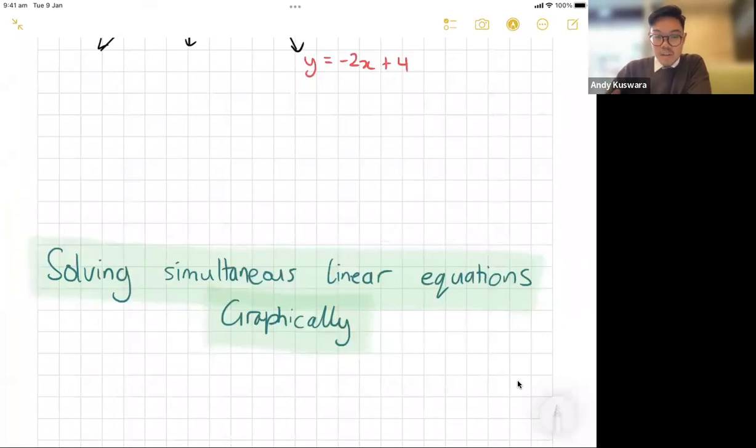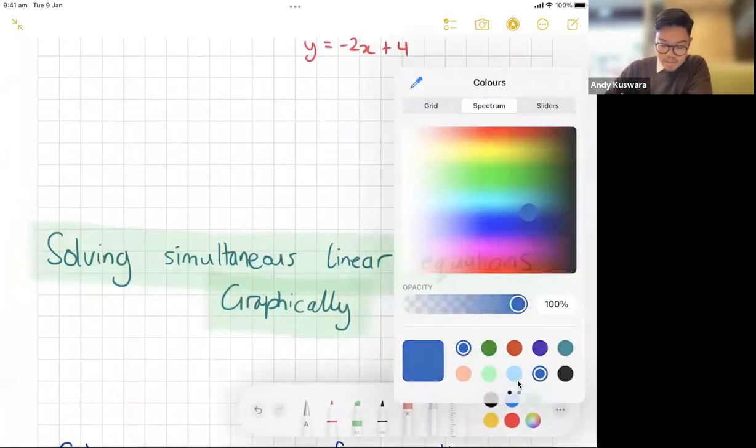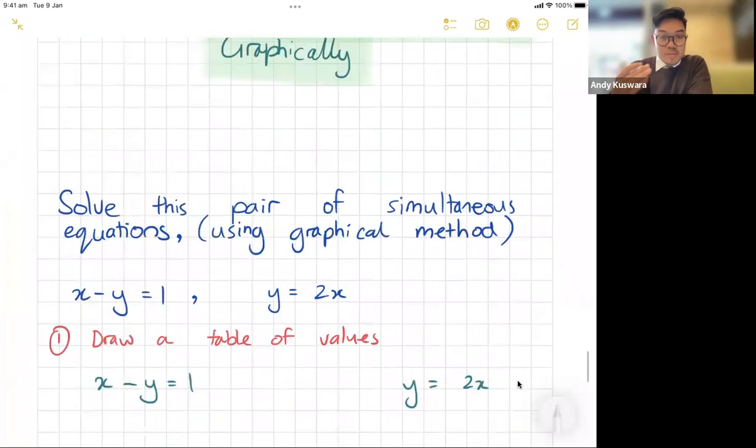All right. So today we're talking about solving simultaneous linear equations, but we're going to do this graphically, because that's what you're going to be asked to do in your HSC. So let's take a look here. I'm going to jump straight into it to solve this pair of simultaneous equations using the graphical method. So they've got x minus y equals 1 and y equals 2x.